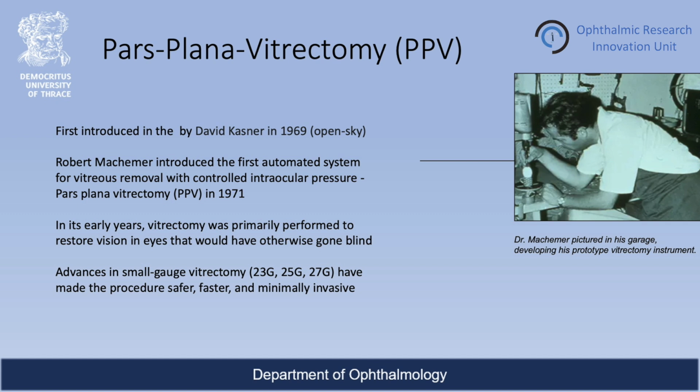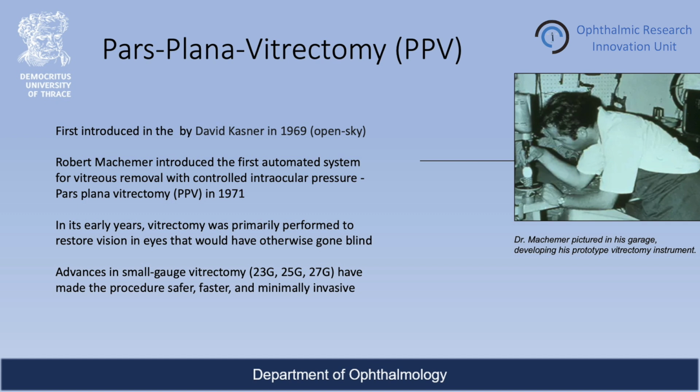Pars plana vitrectomy is a frequently performed vitreoretinal surgical technique that allows controlled access to the posterior segment of the eye. The name originates from the process of removing the vitreous, a vitrectomy, and the insertion of surgical instruments through the pars plana. Kasner introduced an open sky technique for vitreous removal, and Robert Machemer was responsible for developing the first automated system for vitreous removal with controlled intraocular pressure in 1971 with a pars plana approach, the beginning of what became known as pars plana vitrectomy.